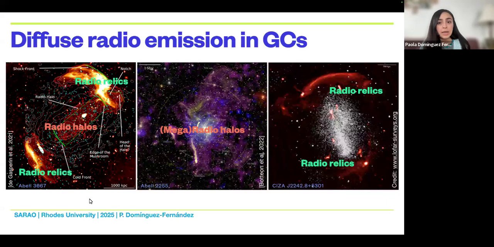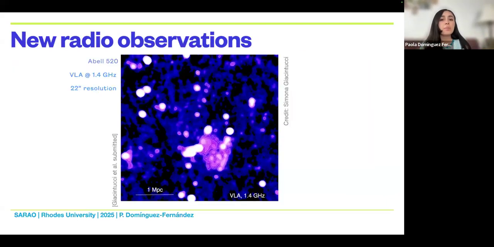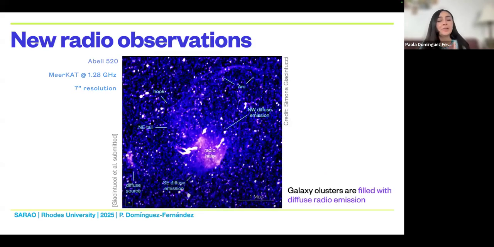Just to illustrate that, I'm going to give you a couple of examples, which maybe some of you already know. This is a radio observation of Abell 520. This was an old observation with the VLA, and this blob over here was already cataloged as a radio halo. But now with MeerKAT, things are changing a lot, right? We are starting to see a different picture of these galaxy clusters. As I was telling you, we're starting to see that basically the whole cluster is filled with this diffuse radio emission.